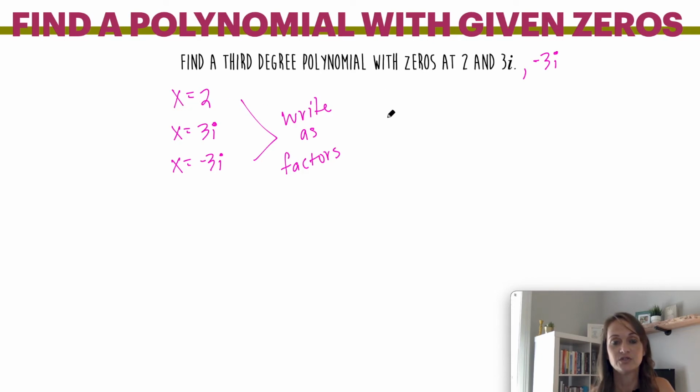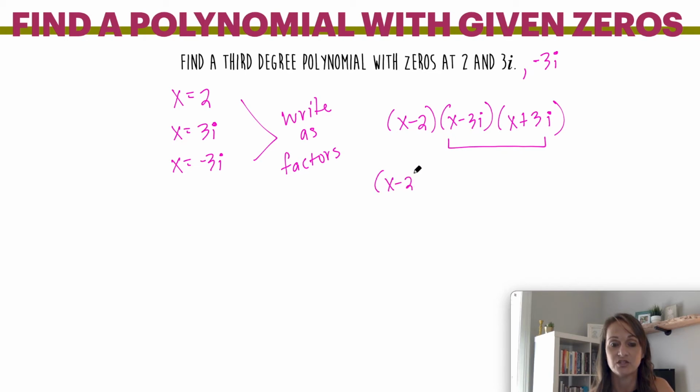So if x equals 2 is a 0, then x minus 2 is a factor. If 3i is a 0, then x minus 3i is a factor. And if negative 3i is a 0, then x plus 3i is a factor. Now in this case, here's what I would do. I would first FOIL the i's together. So I'm going to just bring down the x minus 2. From here, if I was to FOIL this, I would get x squared plus 3ix minus 3ix minus 9i squared.